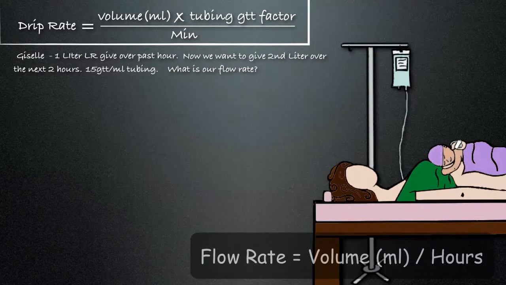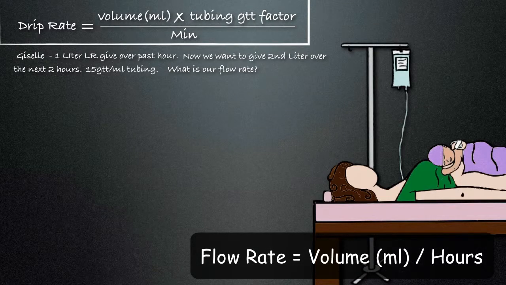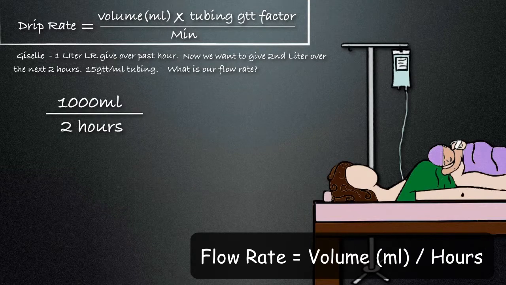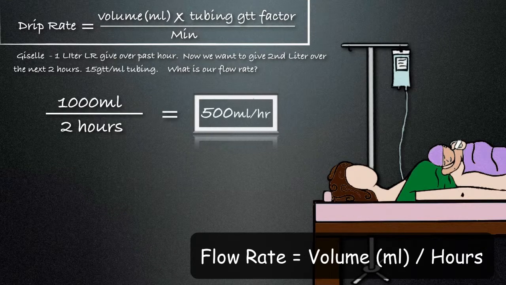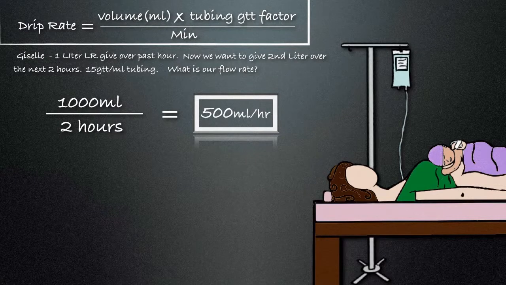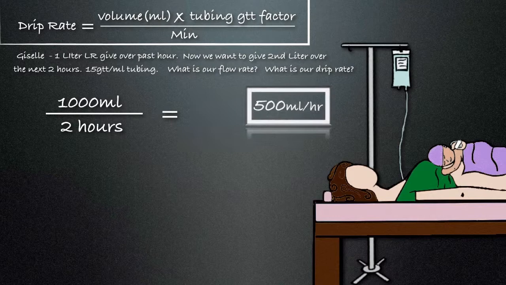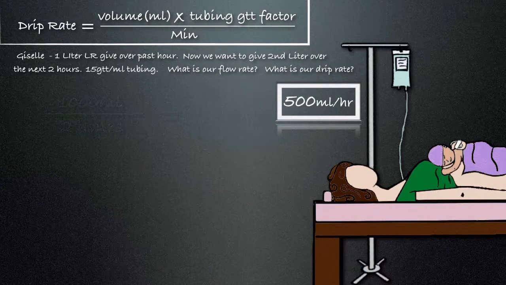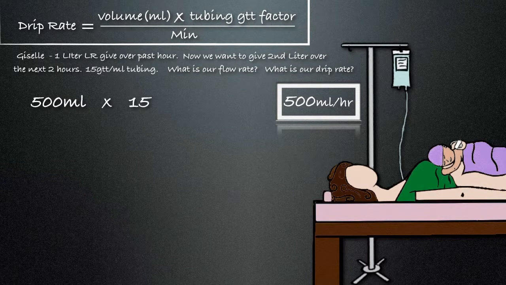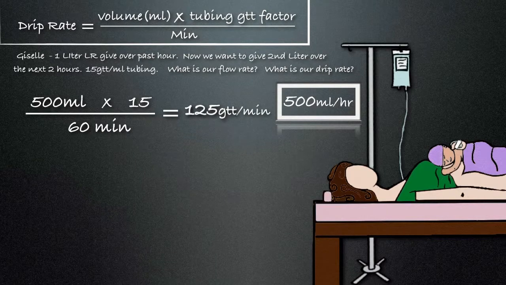Remembering our formula for determining a flow rate, we would take our volume, 1,000 milliliters, and divide it by 2 hours. Our flow rate would come out to 500 milliliters per hour. What drip rate would we need to set in order to administer 500 milliliters an hour? We'd take our volume to be infused, 500, multiply it by 15, the drip factor of our tubing, and divide it by 60 minutes. Our drip rate would be 125 drips a minute.